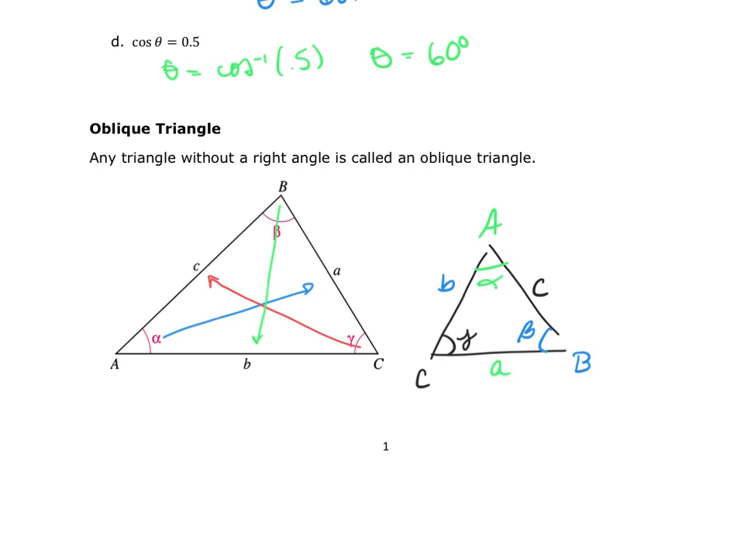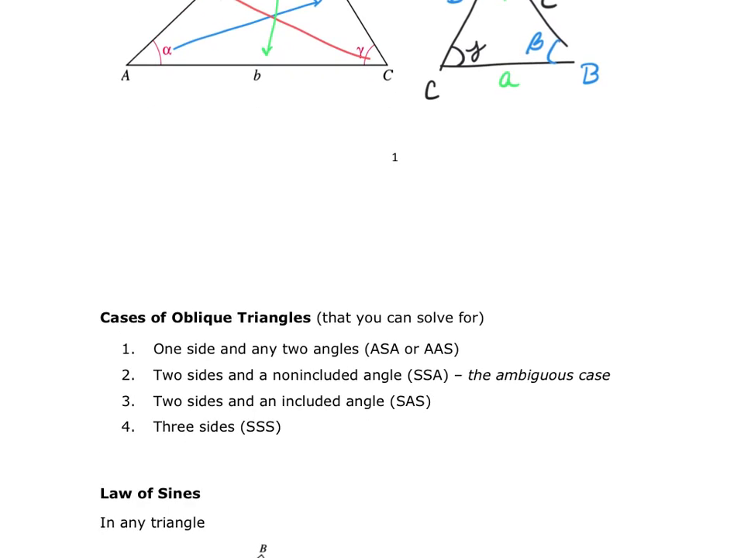So it doesn't matter where you start with your triangle and how you label it, as long as that relationship holds: capital C and lowercase c, or gamma and c, and capital A, lowercase a, capital B, lowercase b are opposite each other. That is the important part. How you start your labeling doesn't really matter.